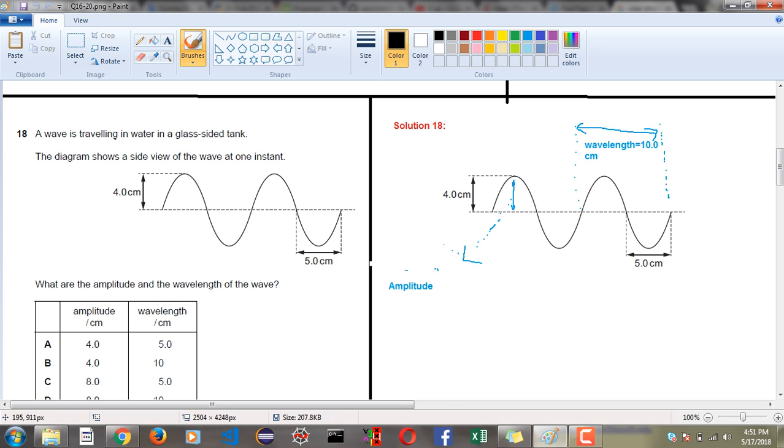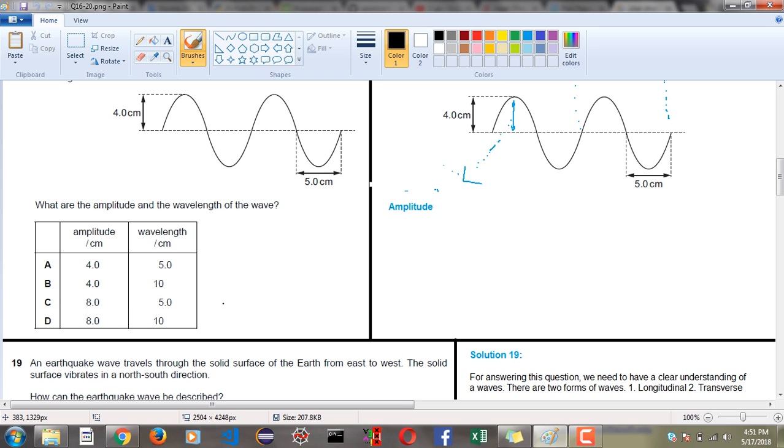A wave is traveling in water in a glass-sided tank. The diagram shows a side view of the wave at one instant. What are the amplitude and the wavelength of the wave? From the diagram we can see that this is the amplitude and the wavelength is here. So from this we can see that amplitude is 4 centimeter and wavelength is 10. So the answer will be B. It's 18B.